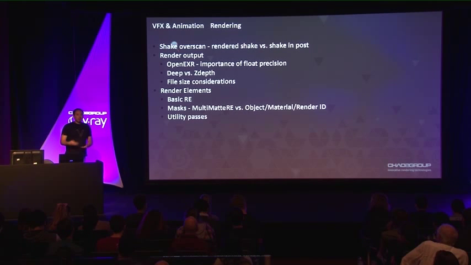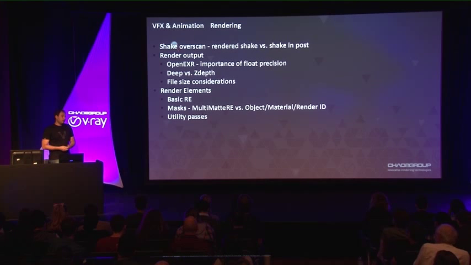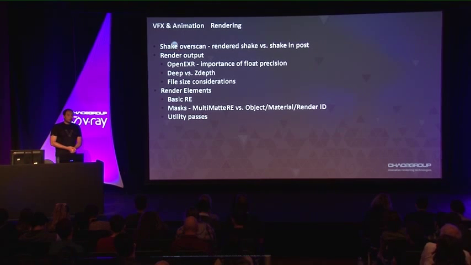However, if I animate the camera to be shaky and render that, this will not give me any freedom if I want to change the shake later on. So this is why I'm overscanning the image, rendering a bit larger resolution, and then doing that in post. Then the very important thing you have to consider is your render output.